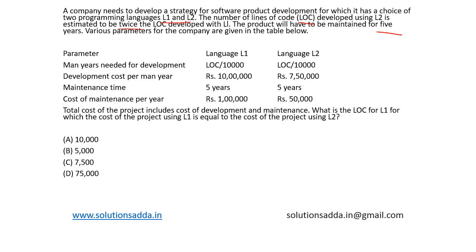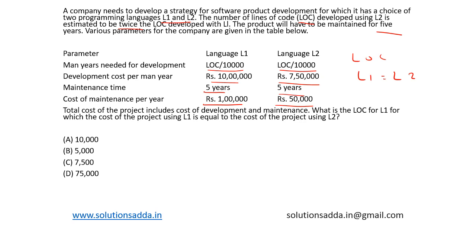So the parameters include man years needed for development. It is LOC by 10,000. It is also LOC by 10,000. Development cost is given here, and maintenance years is given as 5 years, and the cost per year for maintenance is also given. Total cost would be the sum of cost of development as well as maintenance. What is the LOC for L1 for which the cost of the project using L1 is equal to the cost of the project using L2? So what is this LOC value using which the cost of L1 will be equal to cost of L2?